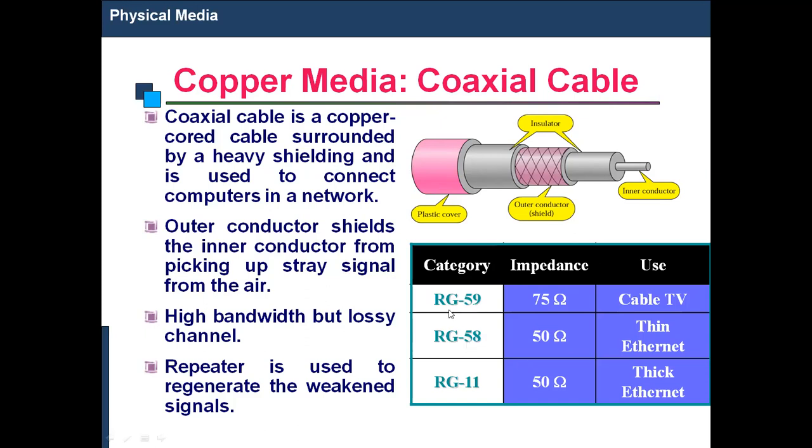Different types of categories are available in copper media coaxial cable. They depend upon RG59, RG58, RG11, with impedances of 75, 50, 50 ohms. RG59 is used for cable TV, and the others for thin Ethernet and thick Ethernet.